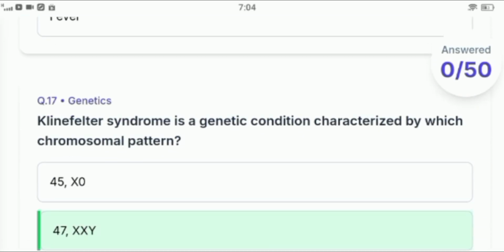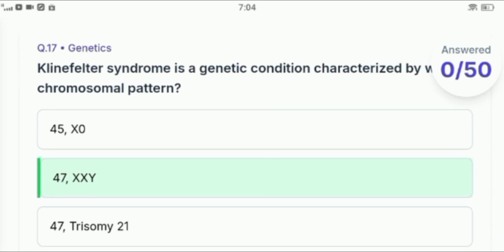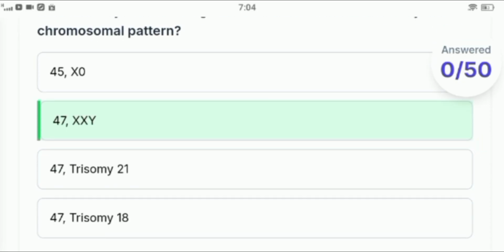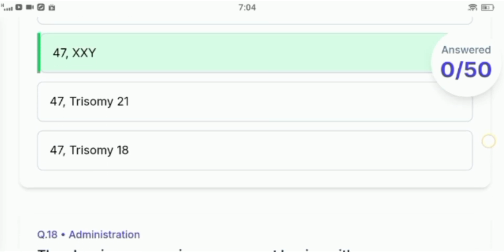17. Genetics. Klinefelter syndrome is a genetic condition characterized by which chromosomal pattern? A 45 XO, B 47 XXY, C 47 trisomy 21, and D 47 trisomy 18. So the correct answer is B.